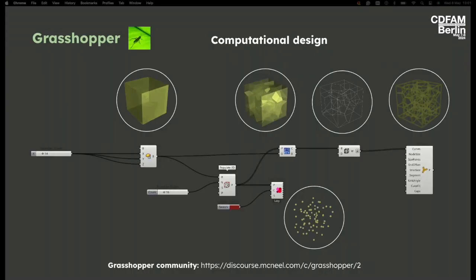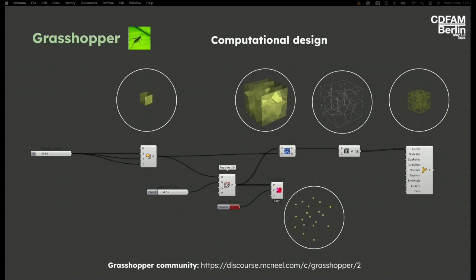So Grasshopper, how many of you know and have used Grasshopper? Wow. Okay, that's a lot. I didn't expect that many, actually. Okay, but I will tell you what it is.